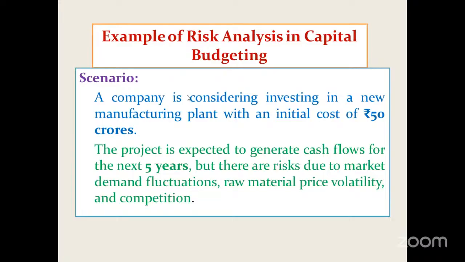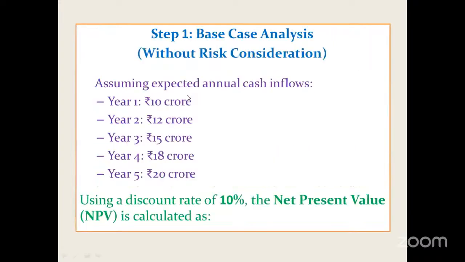Now, let's see step one, the base case analysis without risk consideration, assuming expected annual cash flows for the first 5 years: first year 10, second year 12, third year 15, fourth year 18, and fifth year 20. Using a discount rate of 10%, the net present value, NPV, is calculated. So how do we calculate that?